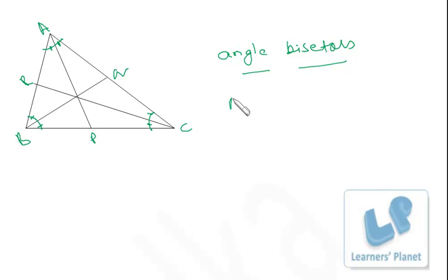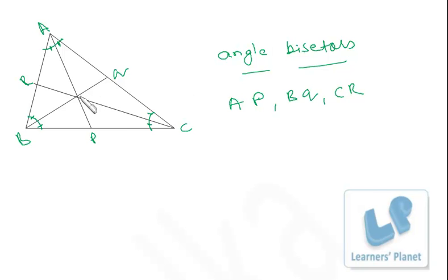AP, BQ, CR are angle bisectors. That means the line that bisects the opposite angle, right? Here the line BQ is bisecting angle B, line AP is bisecting angle A, line CR is bisecting angle C. So this is what angle bisectors are.